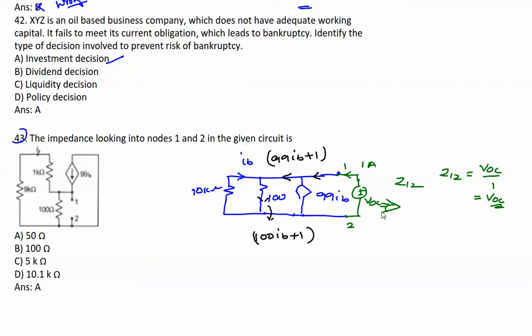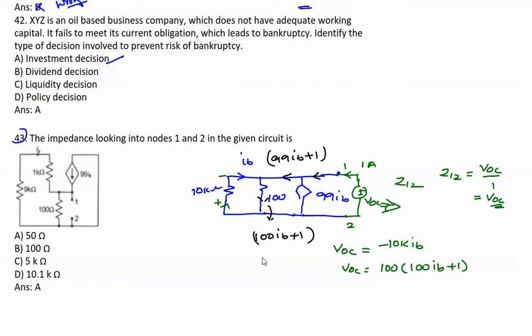Now all these are connected in parallel. So if all are in parallel, the voltage will be the same. So VOC here, but the current entering is in reverse relation, so plus minus here. So I can write VOC is equal to minus 10K into IB. And similarly here, if we apply the same voltage rule, VOC is equal to, the current is flowing, so plus value, 100 into 100 IB plus 1.